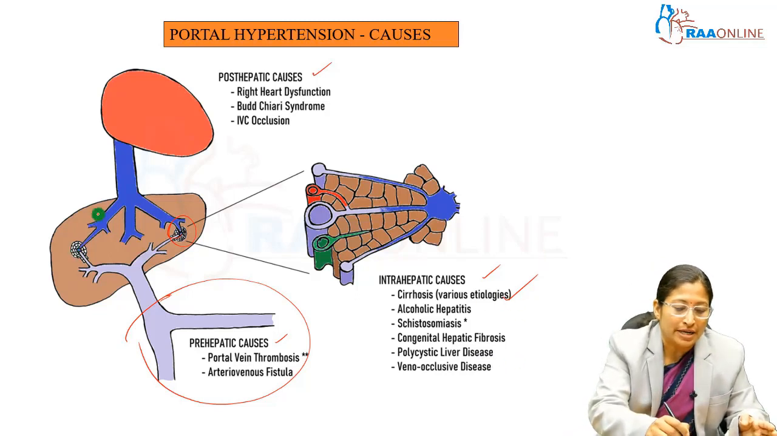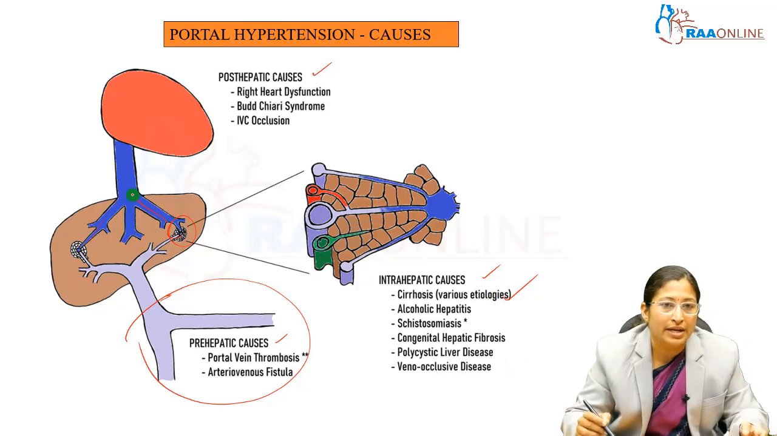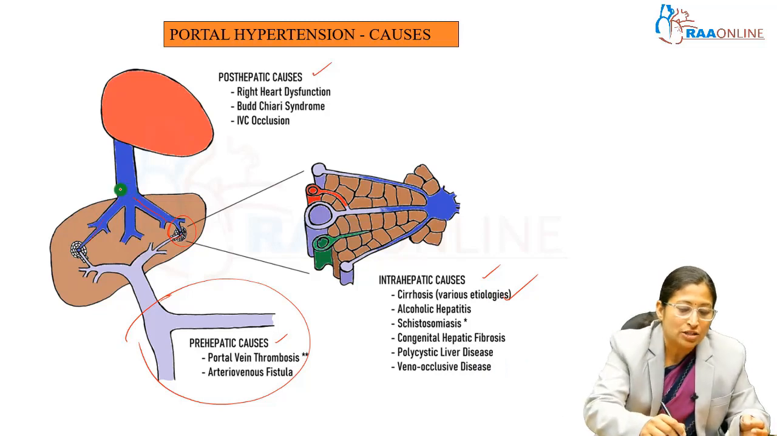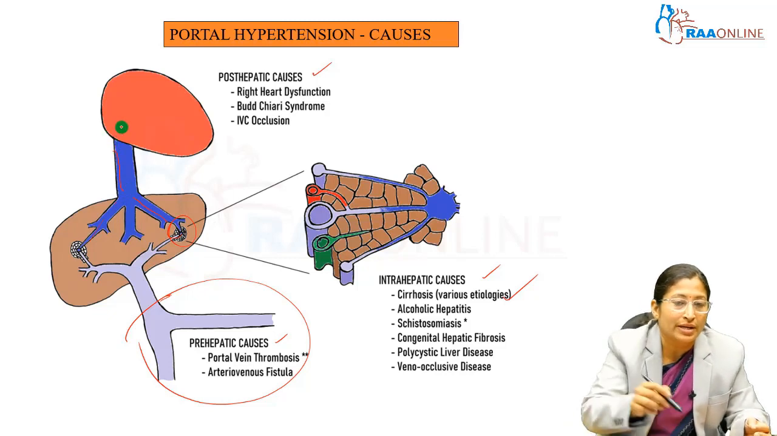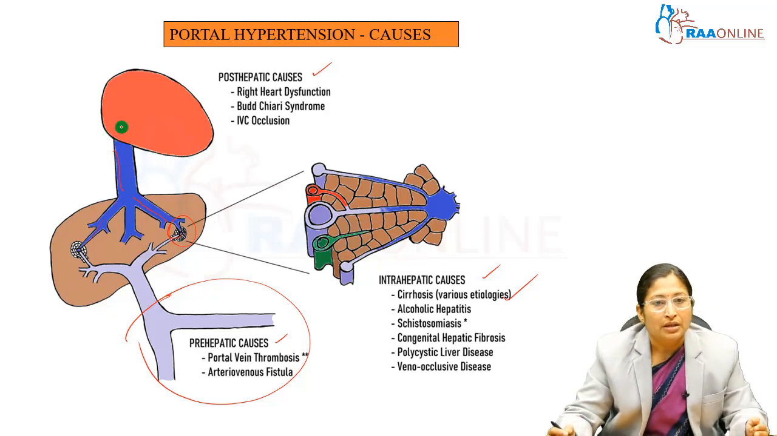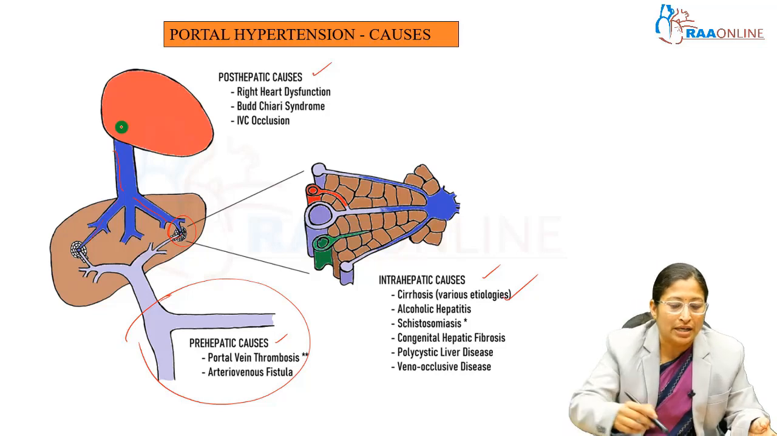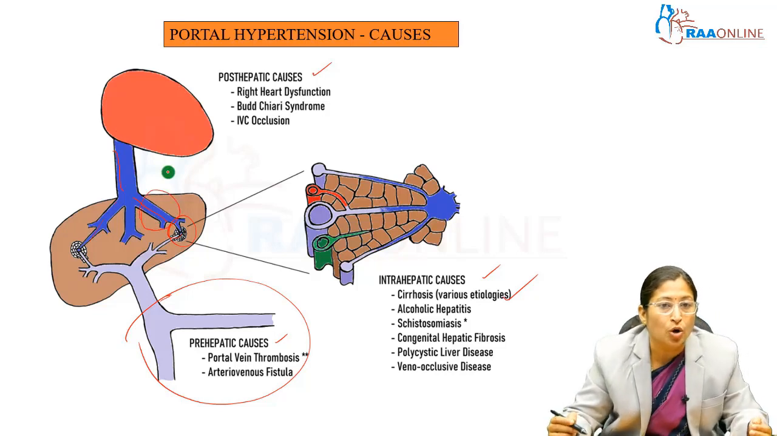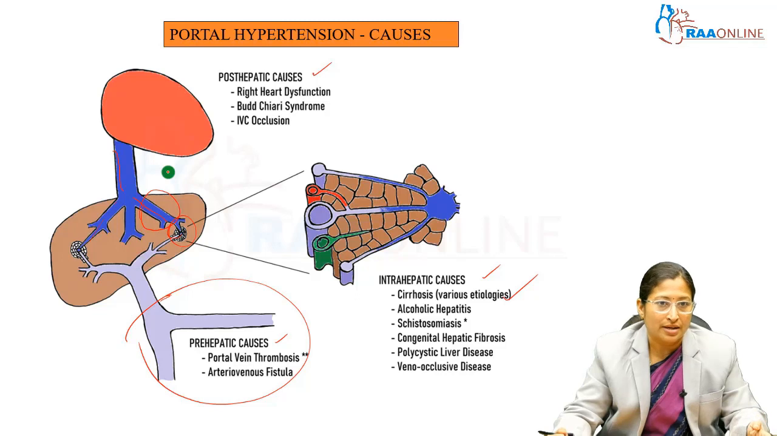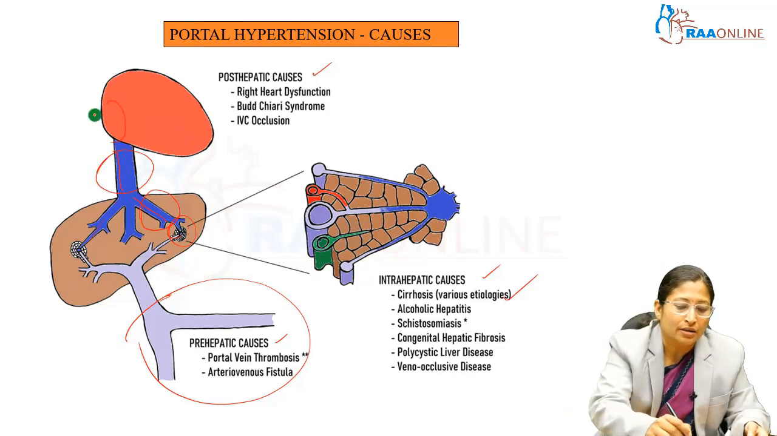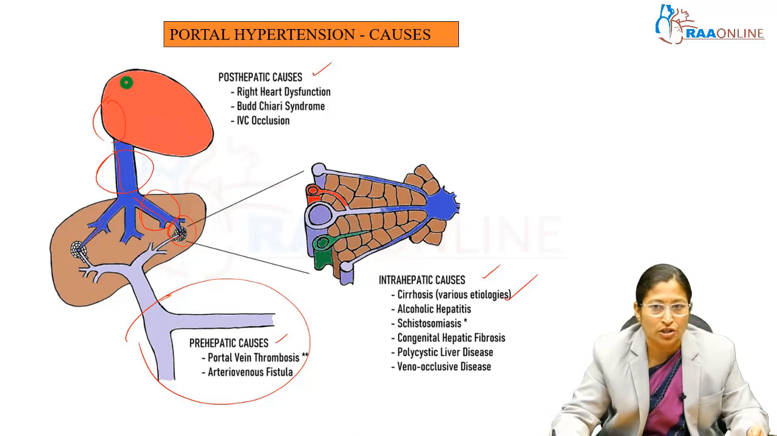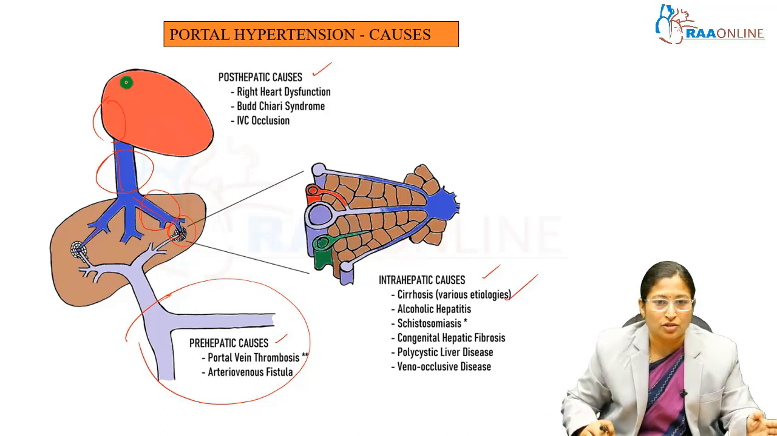Now once from the sinusoids, venous blood is drained through the hepatic veins into the IVC, that is the inferior vena cava, which drains into the right side of the heart. We know that. So post-hepatic causes include any problem in the hepatic venous outflow obstruction like Budd-Chiari syndrome or IVC thrombosis or right heart problem. So right heart dysfunction or constrictive pericarditis. So these include the post-hepatic causes of portal hypertension.